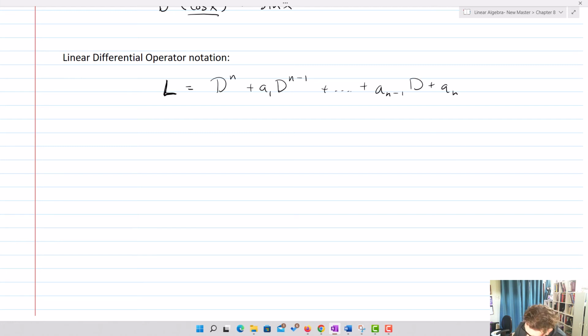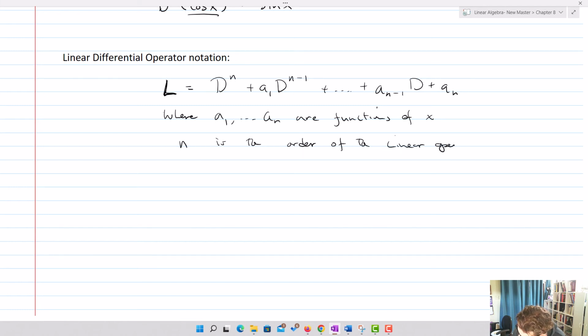where a sub 1 through a sub n are functions of some variable x, and that's going to actually allow this to be linear. If you kind of remember when we were talking about this in first order differential equations, and the n is the order of the differential, the linear operator. So for example, this is an nth order operator.